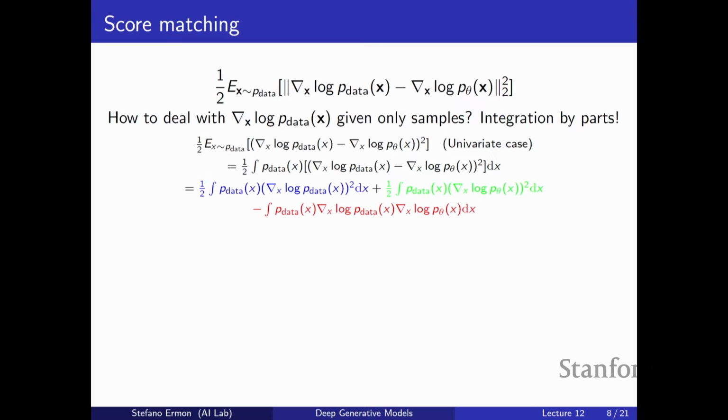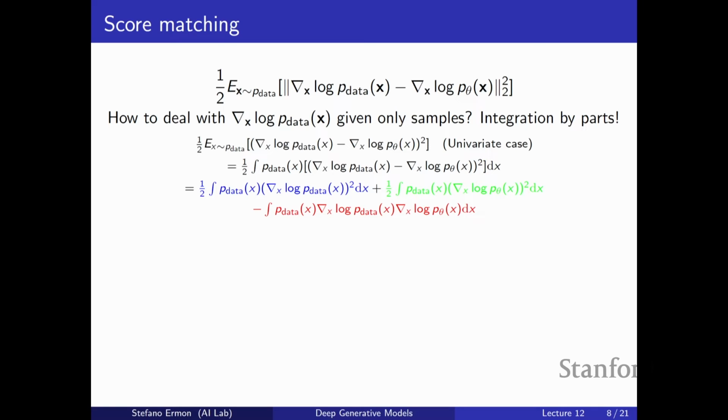And you can expand the square. It's a square of a difference, and so if you expand it, you're going to get three terms. You're going to get a blue term, which is just the square of the gradient of the log data density. Then you have the gradient of the log model density squared. And then you have this red term, which is basically the cross product between model and data.